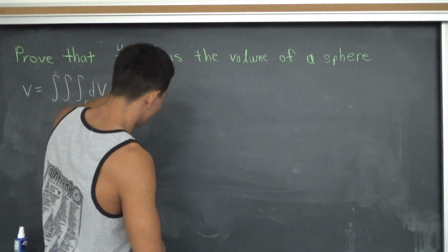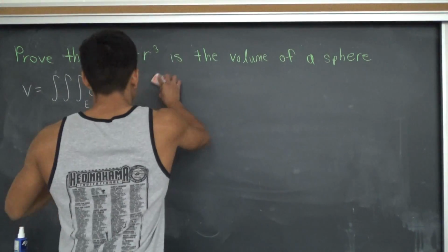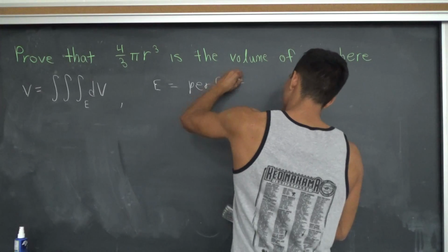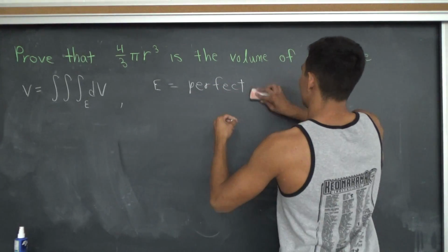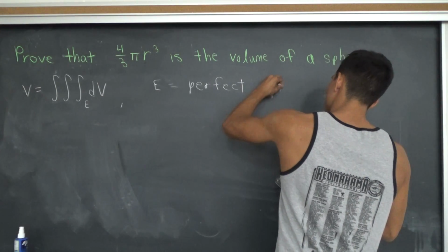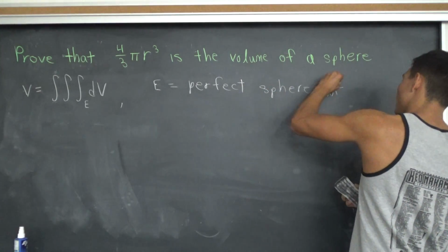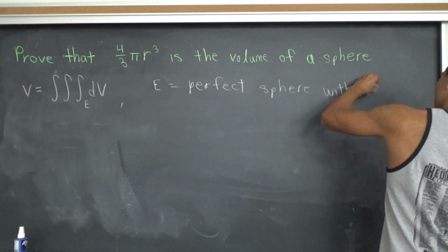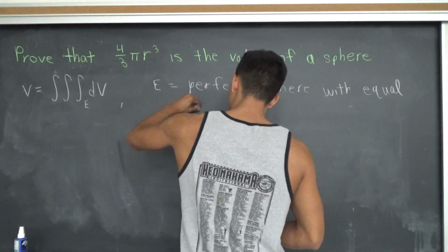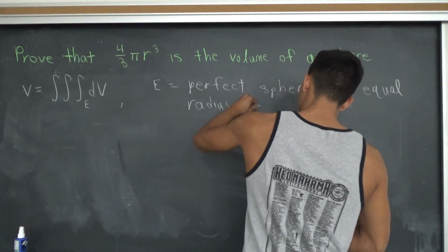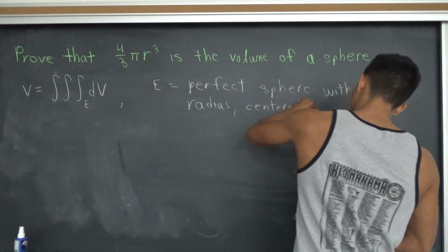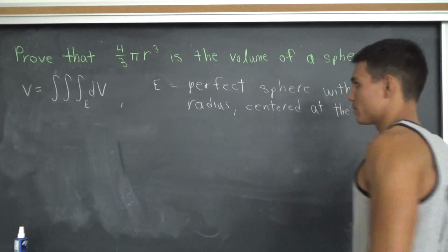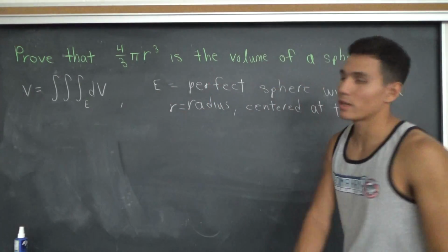So we can just literally write E is equal to a perfect sphere with equal radius, centered at the origin, radius r, right? That's the radius, okay.